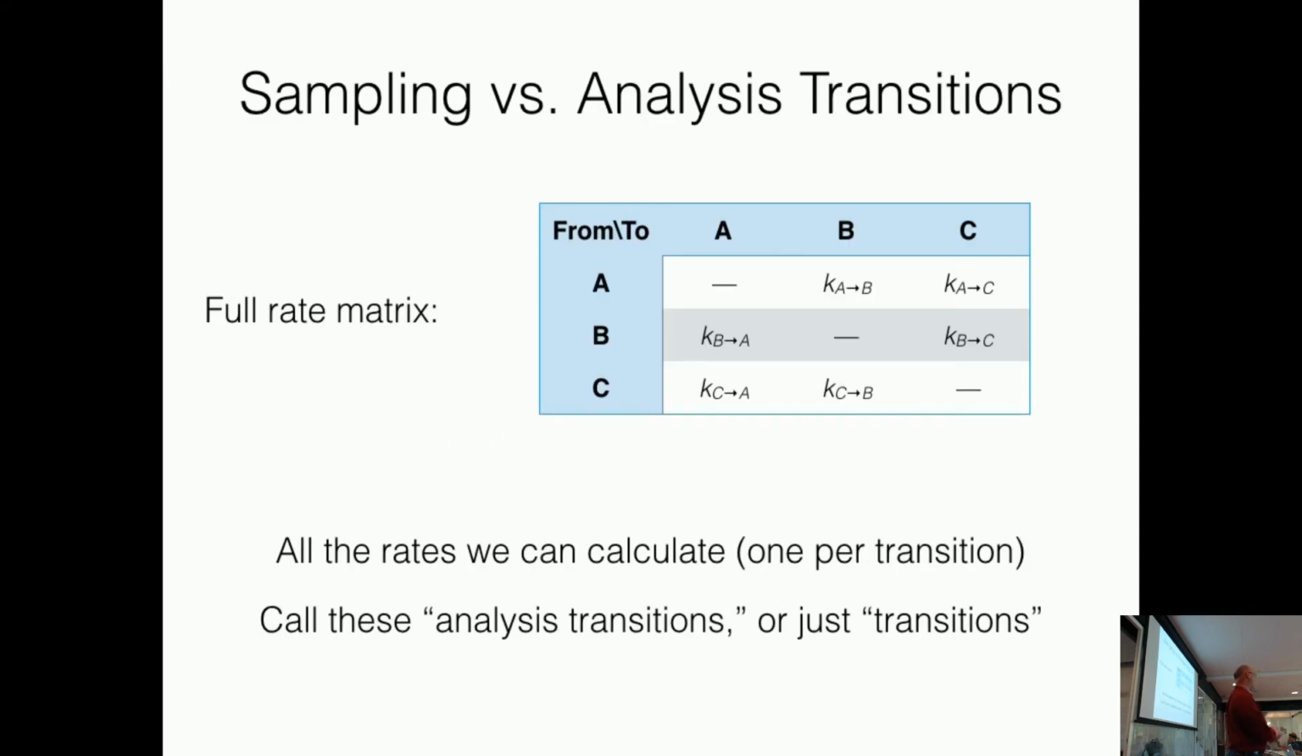When you're calculating these things, now this gets into the idea of multiple state TIS. So here's our full rate matrix. We don't worry about the A to A or B to B transitions, because there's not really a rate associated with that. We have all of these different transitions, which are the total number of transitions. So here we have 6 of them.